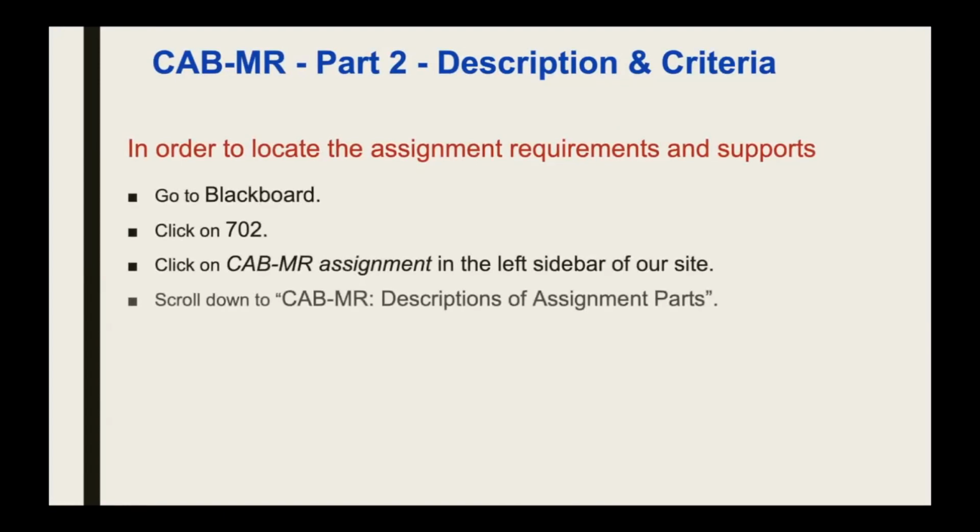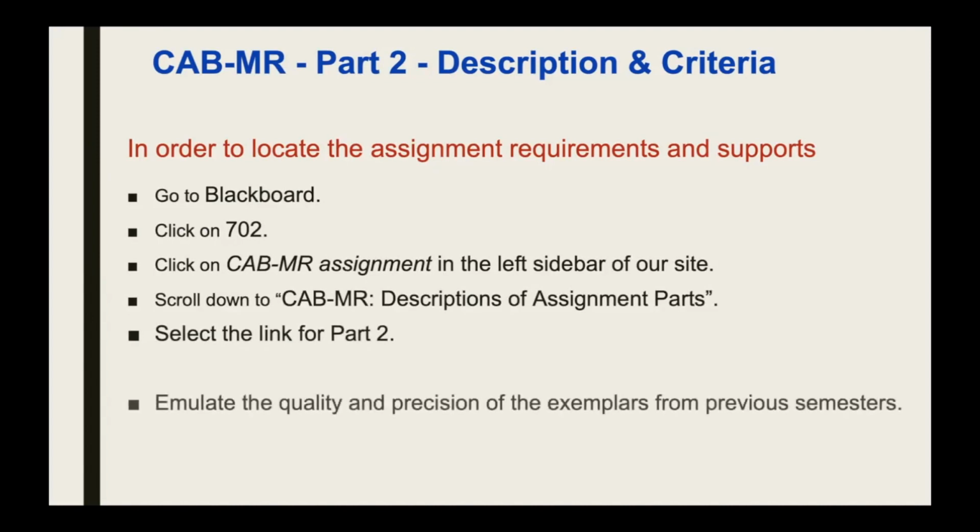Right, so if you're looking for more detail on what's involved in part two, most of you have already seen this. We know to go to Blackboard, to click on, of your selection of classes there, click on SPED 702, and in the left sidebar, you'll see the CAB MR assignment title. You click on that. You scroll down to the CAB MR and the descriptions of the assignment parts and select the link for part two. And so let us then go there and take a look also at the exemplars that we can emulate for part two.